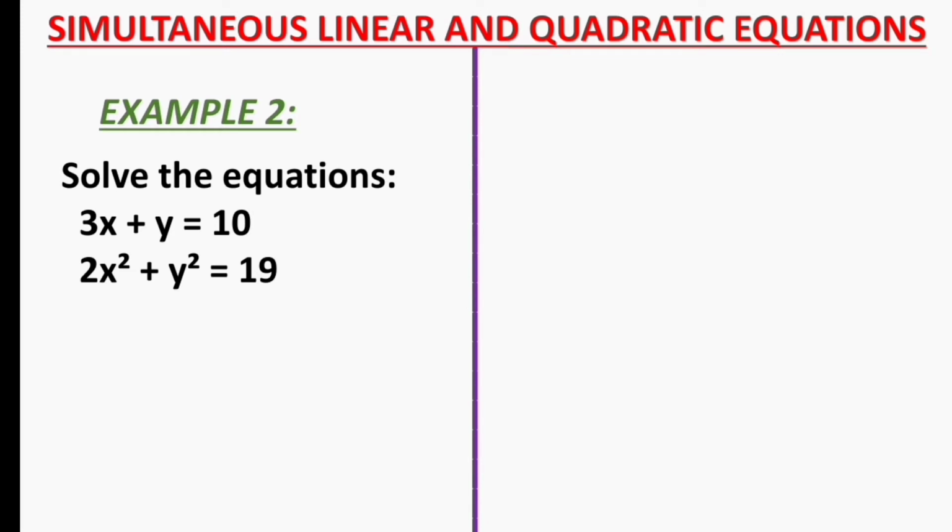Let's see our second example for simultaneous linear and quadratic equations. Solve the equations. 3x plus y is equal to 10 and 2x squared plus y squared is equal to 19. The first equation here is a linear equation, while the second equation is a quadratic equation. Let's see the solution to example 2.